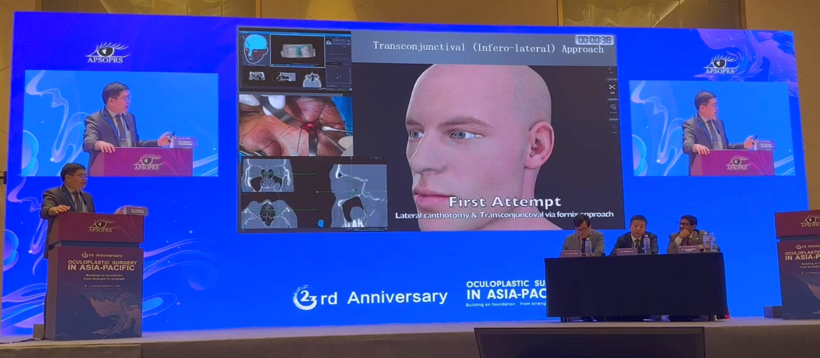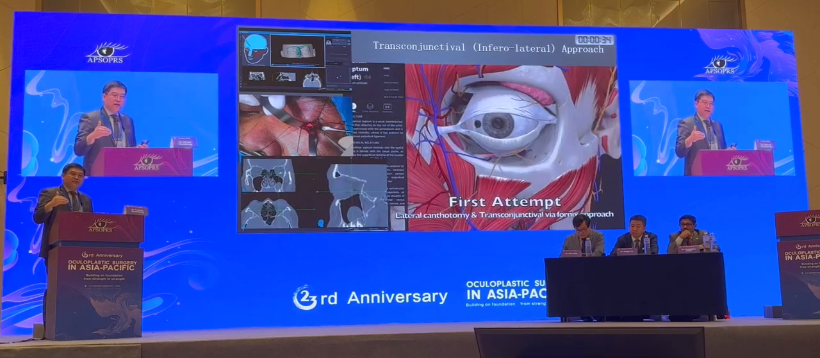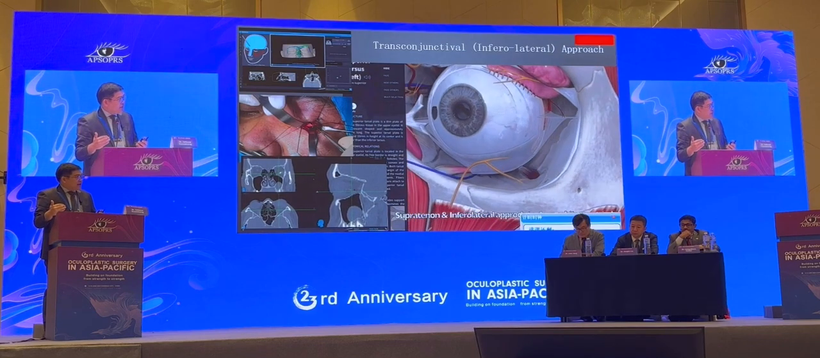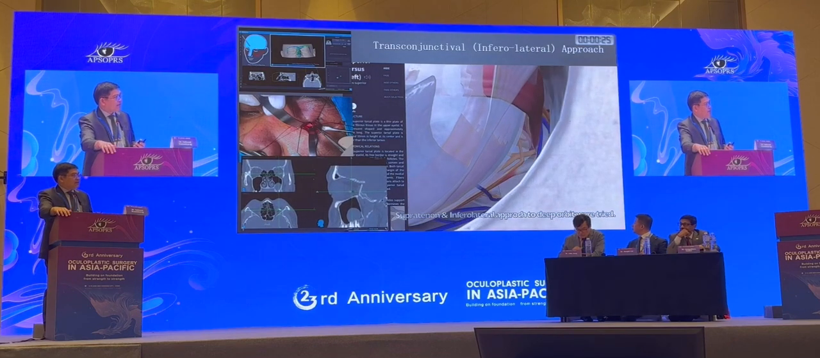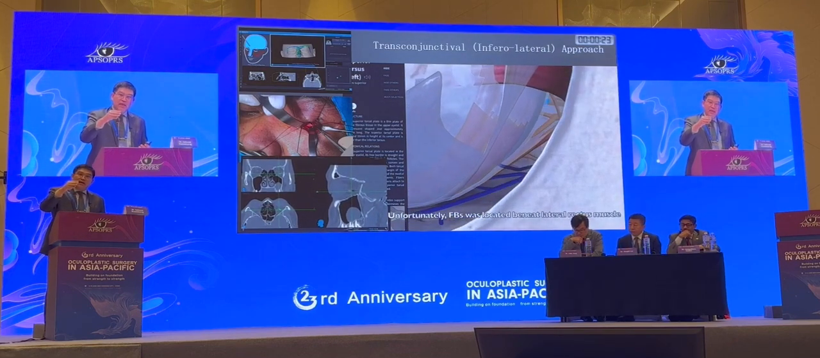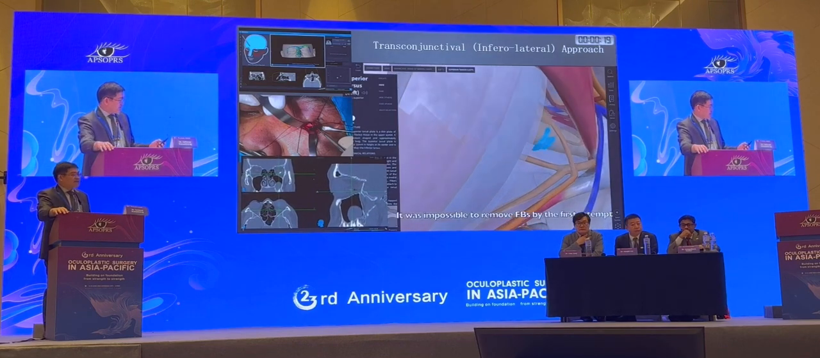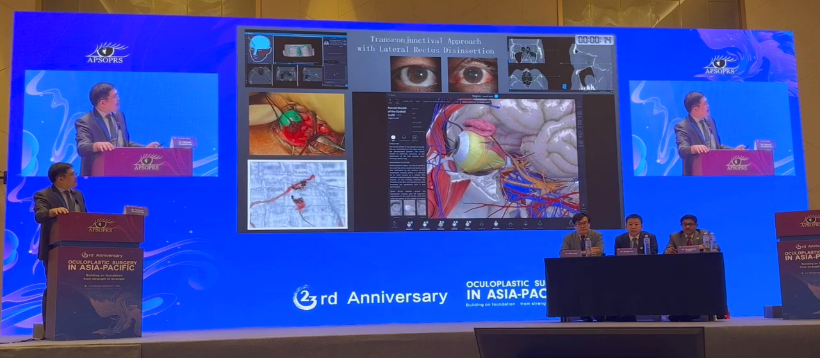In the first attempt, I tried to do a transconjunctival approach by an inferomedial approach. I went behind inferomedially and tried to reach the foreign body, but it was not that easy because the foreign body was lying underneath the lateral rectus. In the first attempt, I could not remove the foreign body. So we tried a second attempt.